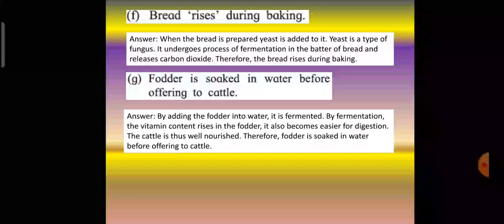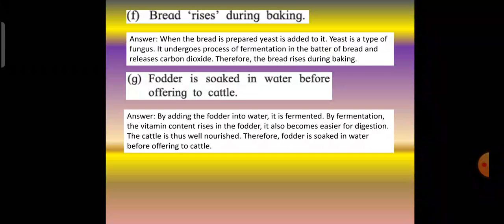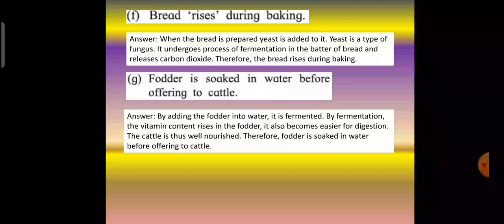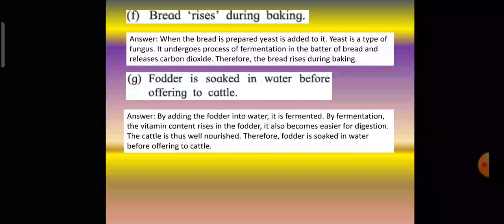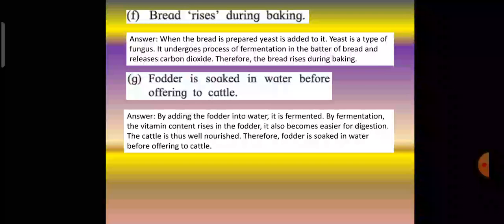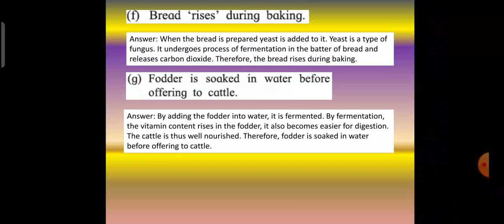Next, fodder is soaked in water before offering to the cattle. By adding the fodder into water, it is fermented. By fermentation, the vitamin content rises in the fodder. It also becomes easier to digest. The cattle are thus well nourished. Therefore, fodder is soaked in water before offering to cattle.